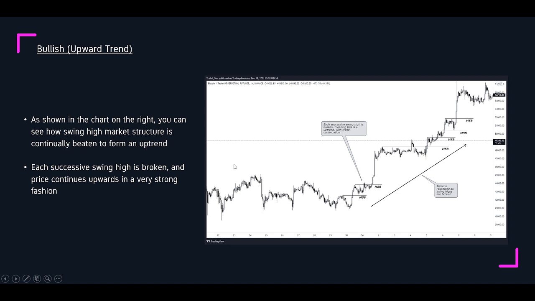And here's an example. As shown on the chart on the right, you can see how swing high market structure is continually beaten in the form of an uptrend, or to form an uptrend. So each successive swing high is broken and price continues upwards in a very strong fashion, as you can see here. And we'll go and take another look at that on our charts.